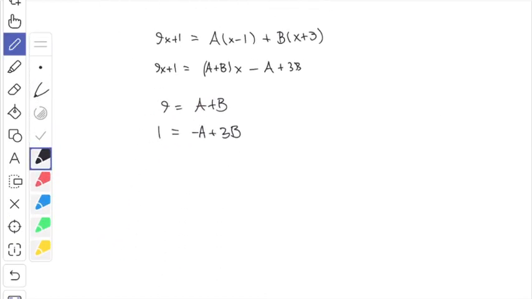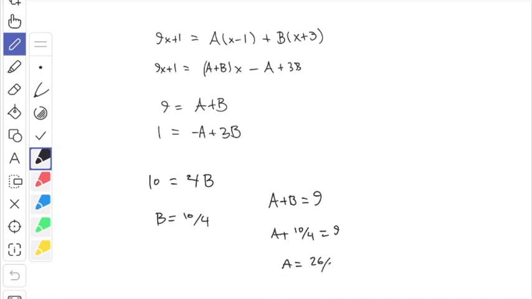Actually, I happen to notice in this one, if you add the two equations, the a's will cancel. Little pro trick. It gives me 10 equals 4b, and that means b is 10 over 4. And then a plus b is 9. So a plus 10 over 4 equals 9, which means a is 9 minus 10 over 4. 9 in fourths is 36, right? So 36 minus 10, this is 26 over 4.